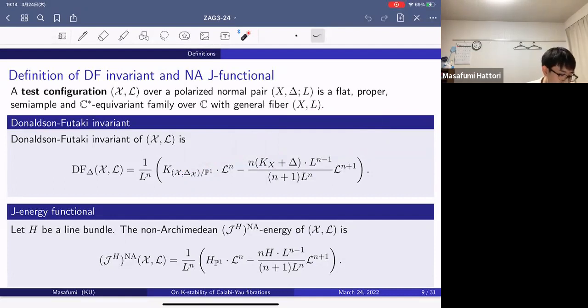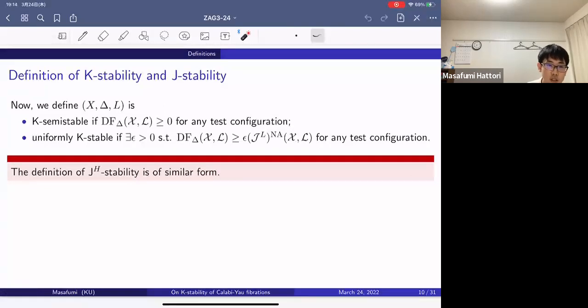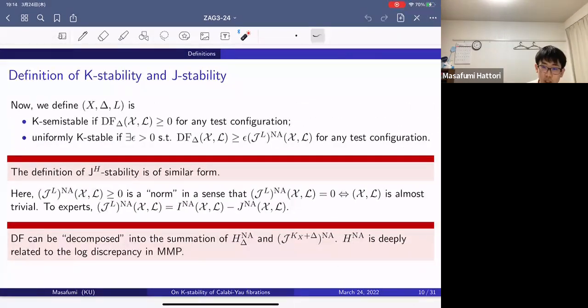And we can define the J energy functional similarly as follows. Let H be a line bundle. The non-Archimedean J^H energy of calligraphic X, calligraphic L is the following n+1 dimensional intersection number. And now we can define (X, delta, L) to be K-semistable if the Donaldson-Futaki invariant is non-negative for any test configuration, and uniformly K-stable if there exists a positive epsilon such that the Donaldson-Futaki invariant is greater than or equal to epsilon J_L for any test configuration. The definition of J-stability is of similar form. And here, J_L is a norm in the sense that J_L equals 0 if and only if (calligraphic X, calligraphic L) is almost trivial. And this is a non-negative functional.